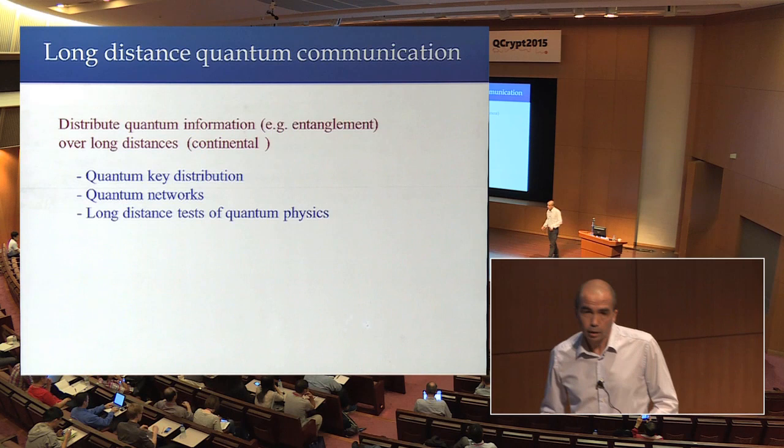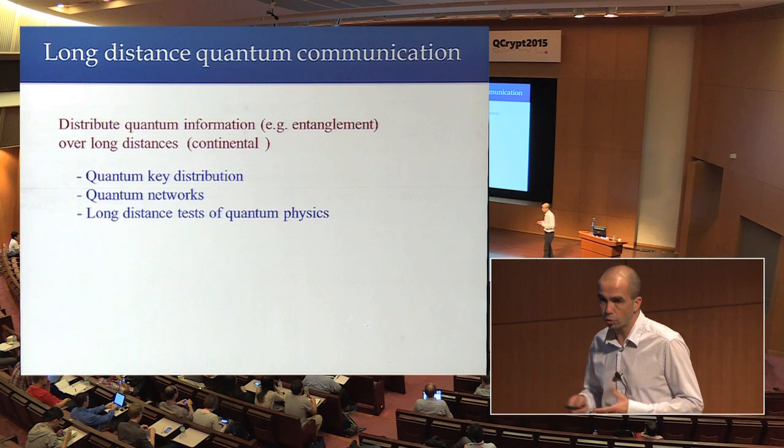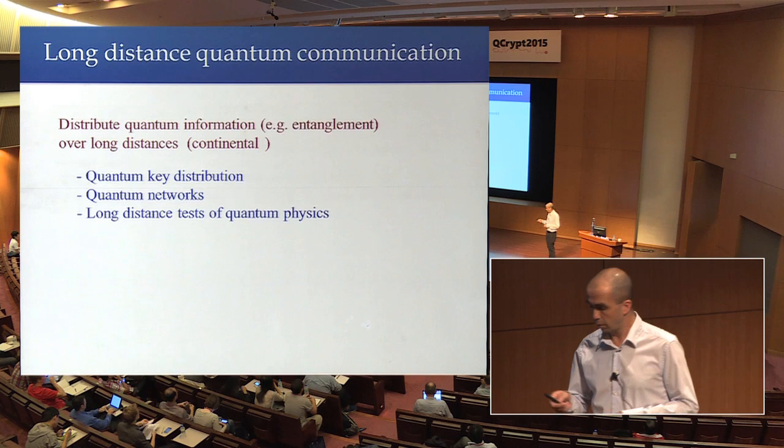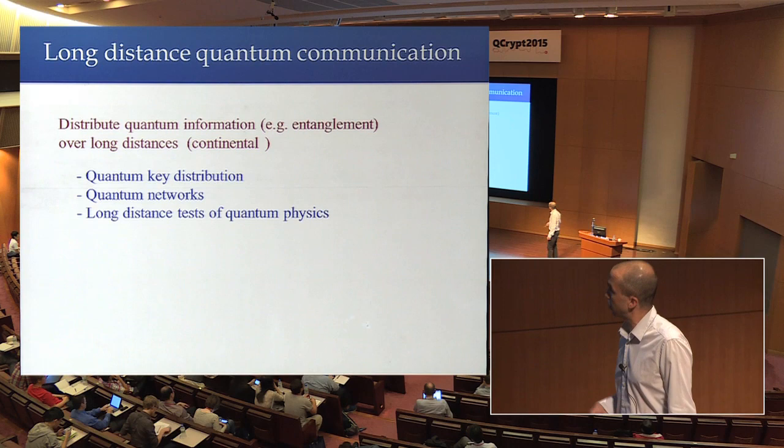Okay, so we are interested in long-distance quantum communication. So I guess in front of this audience, I don't need to explain in more detail why it is interesting to distribute quantum information over long distance. We are particularly interested in distributing entanglement over long distance. So this could be used, of course, for quantum key distribution. But also in the future for some quantum networks, for example, or having fun testing, let's say, quantum physics over very large scales.